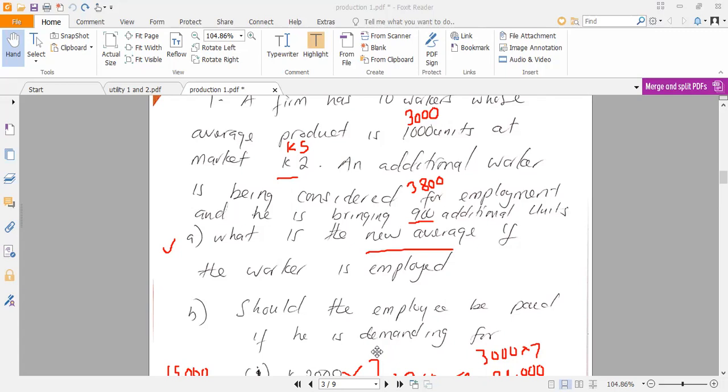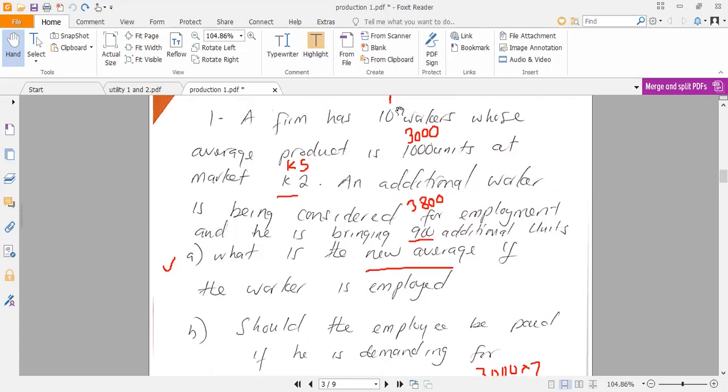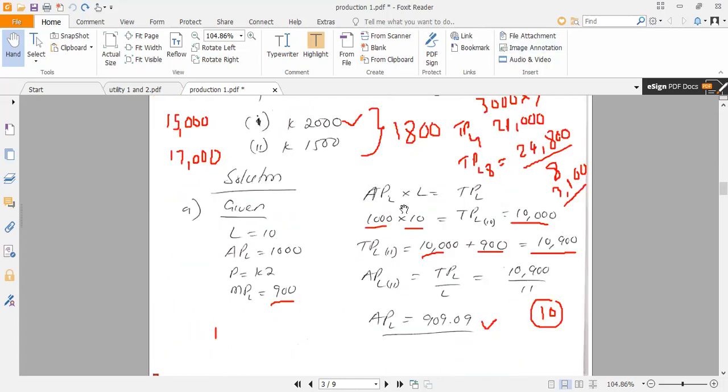So let's go back to this question here. A firm has 10 workers. They each have an average of 1,000. Each unit is 2 kwacha. So the laborers are 10, the average is 1,000, the price is 2 kwacha. We want to bring in an additional worker who's adding 900 units.